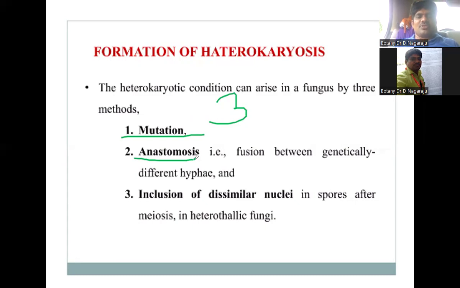Anastomosis means fusion between two genetically different hyphae, plus and minus hyphae fusion. That is heterothallism. That heterothallism leads to heterokaryosis, and heterokaryosis leads to parasexuality. There is an interconnecting link between heterothallism, heterokaryosis, and parasexuality. And then the third is inclusion of dissimilar nuclei.